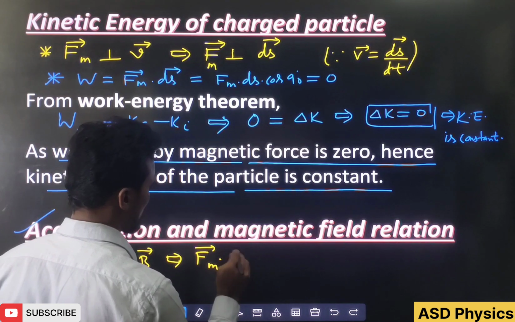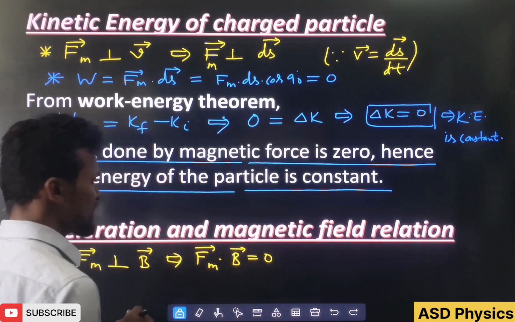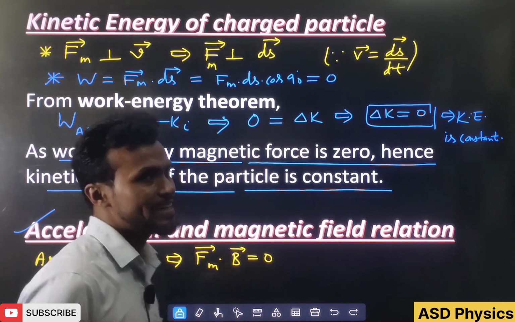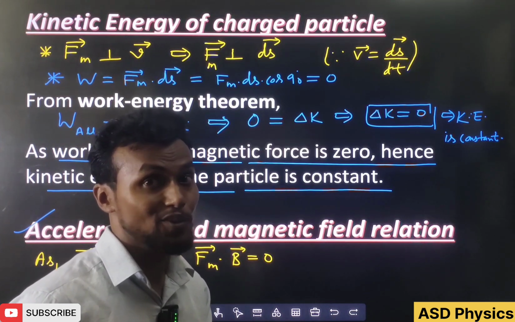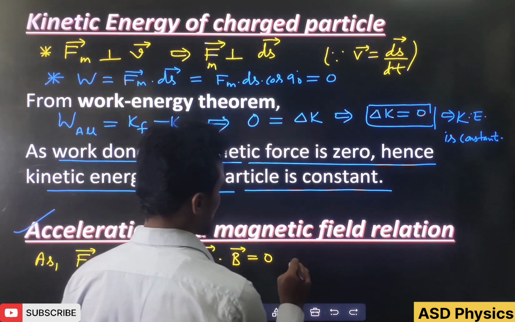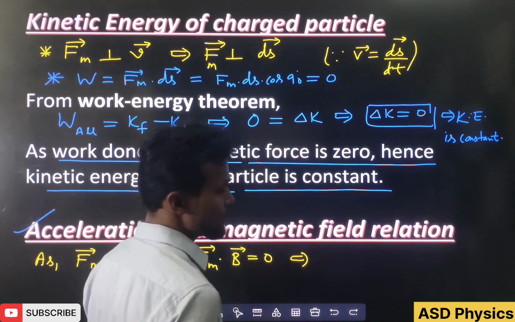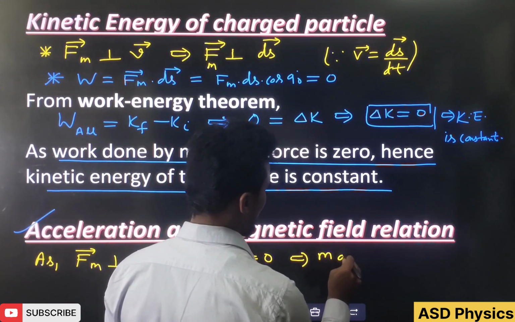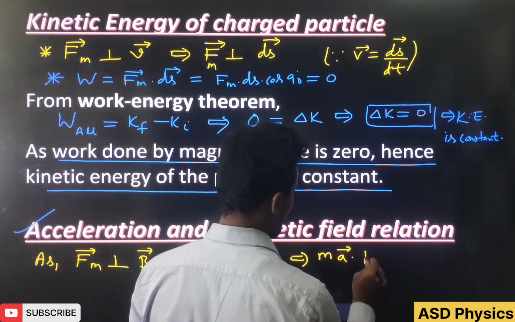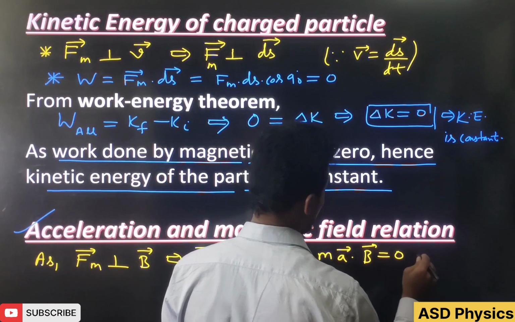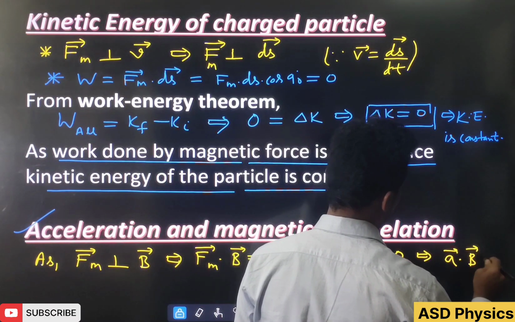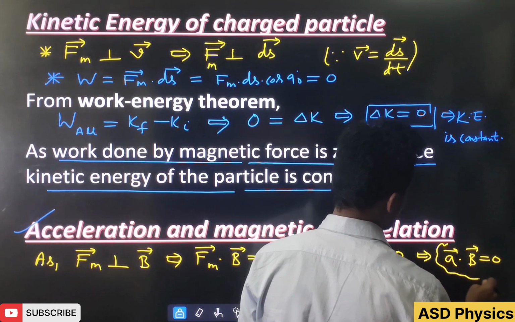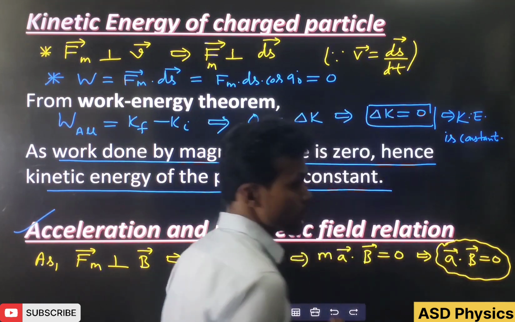Magnetic force dot B equals 0, because theta is 90 degrees, perpendicular, and A dot B is AB cos theta. Perpendicular means theta is 90 and cos 90 is 0. So the dot product will be 0. So what will happen here? You know Fm equals Ma. So M times vector A dot B is equal to 0. Hence we can write that vector A dot vector B will be 0. Dot product of both will be 0.